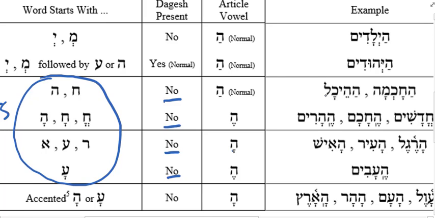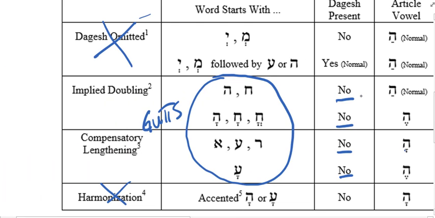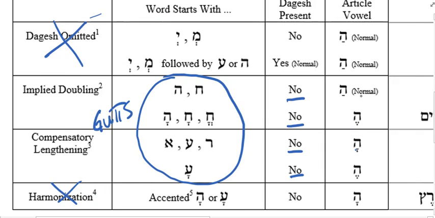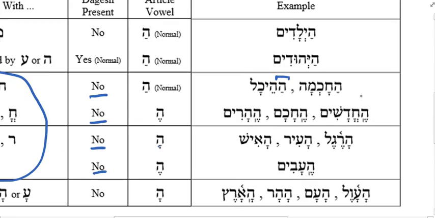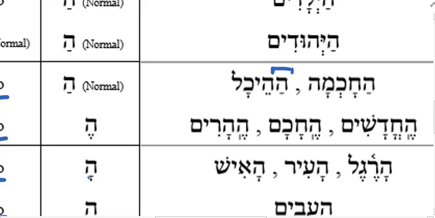We have words like heikal, which means temple. I add the article right here. I can't put a dagesh forte there, can I? So it rejects the dagesh forte, but it leaves the pathak the way it is. This, by the way, is called implied doubling, and some call it virtual doubling. What does that mean? Well, what am I supposed to do with the article hey here? I'm supposed to put a pathak under the hey, and I'm supposed to put a doubling dot in the hey there, right?